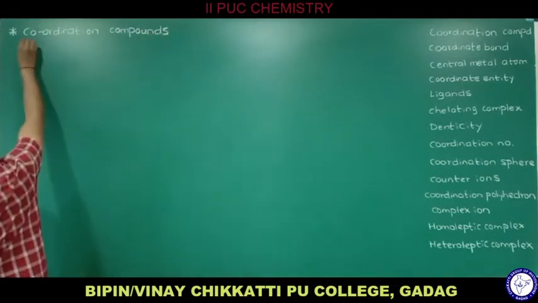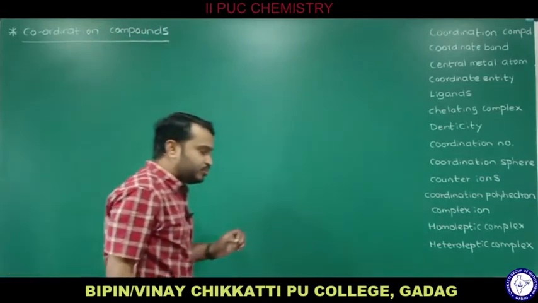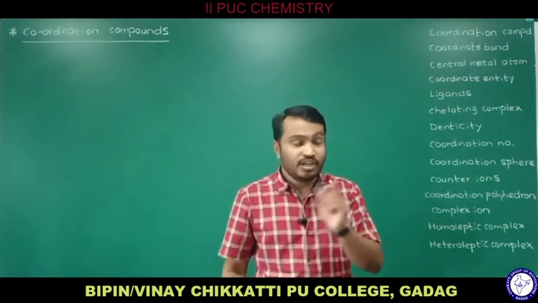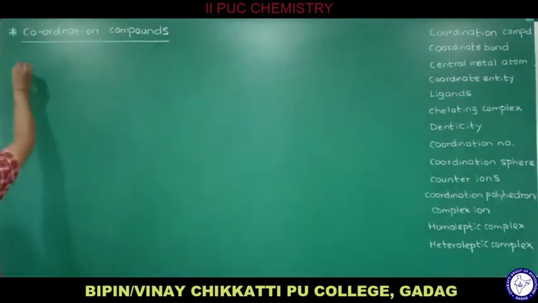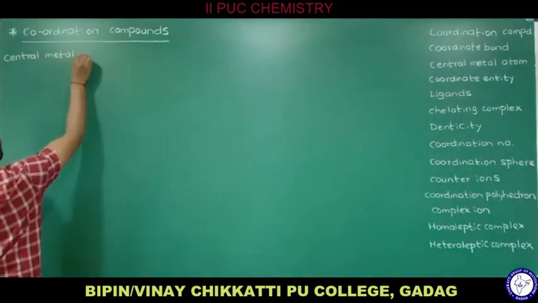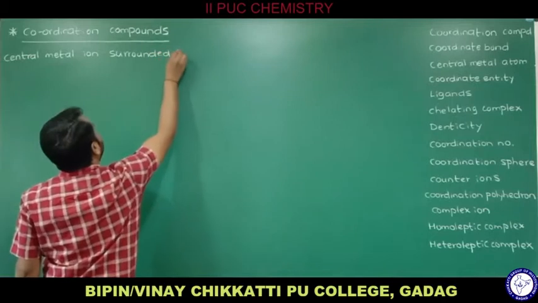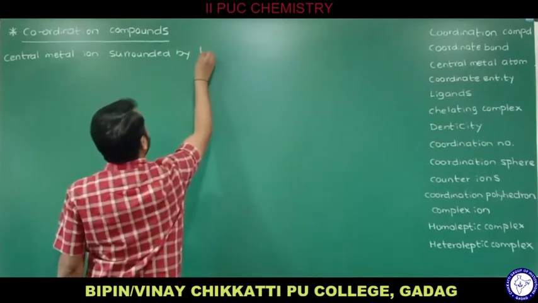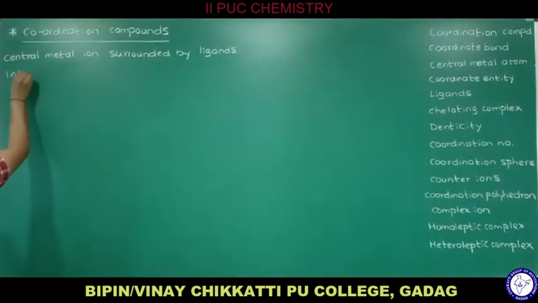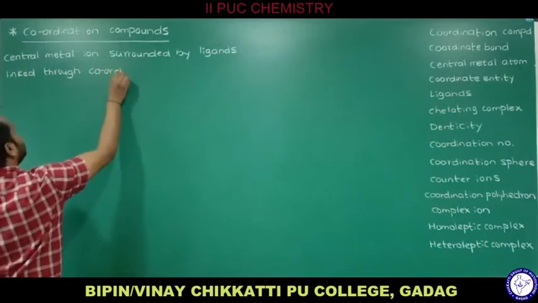So what is the meaning of a coordination compound? I gave a hint that in coordination compounds, we have a type of covalent bond, that is coordinate bond. So what happens actually in case of coordination compounds, we have a central metal atom. Remember, central metal atom or ion, which is surrounded by ligands, which are linked through a kind of bond that is coordinate bond.